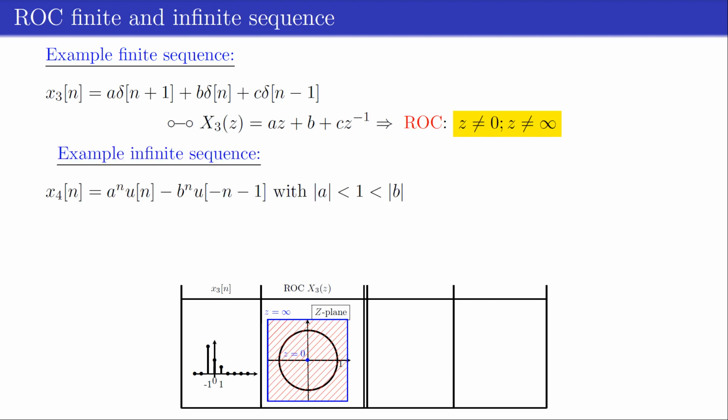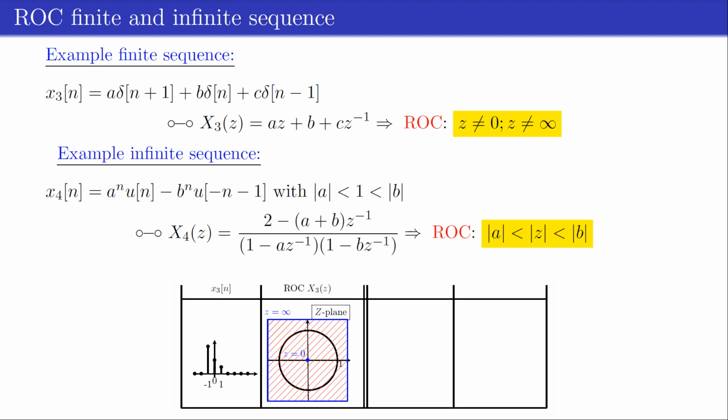From the infinite sequence x4[n], which consists of a sum of a causal and non-causal infinite sequence, the z transform X4(z) can be found as an addition of the two separate z transforms of each sequence separately. X4(z) can be rewritten as the given expression, from which it follows that the region of convergence can be described by an analysis, as depicted in the table.